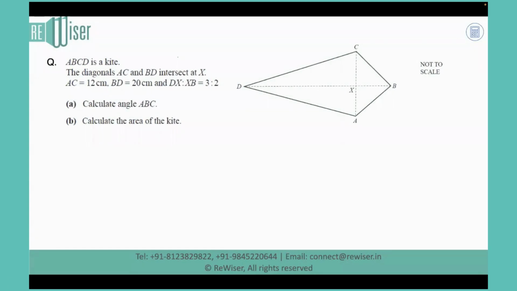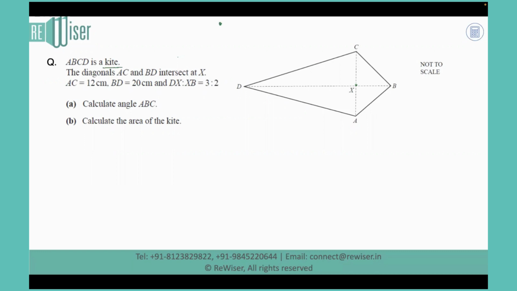Let us go ahead and read this question. ABCD is a kite. We can refer to the figure given here and see that the diagonals of the kite ABCD intersect at point X. Before we start with the question, we'll see a few points about a kite.